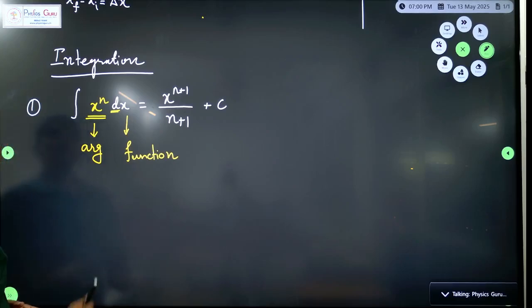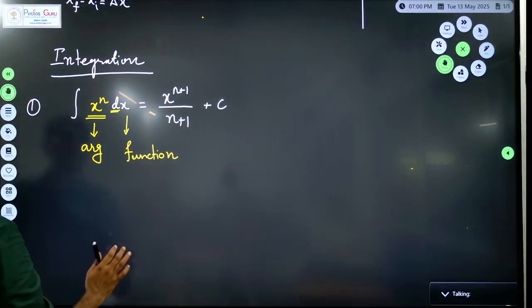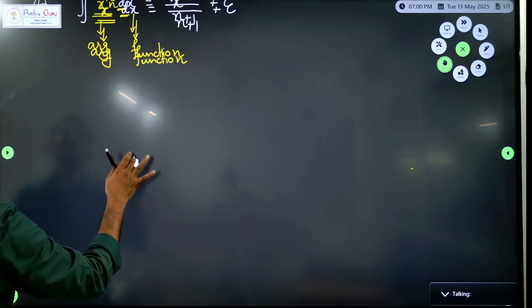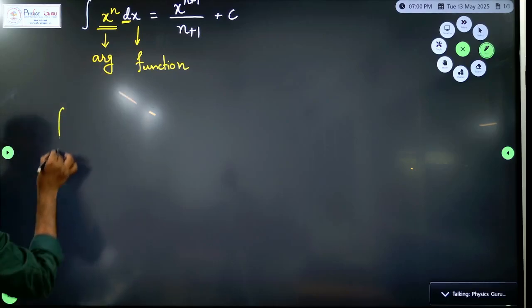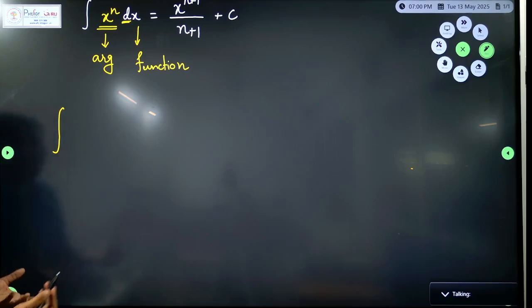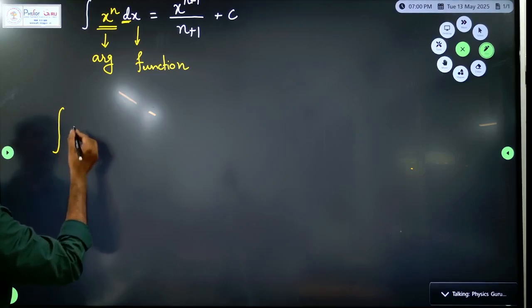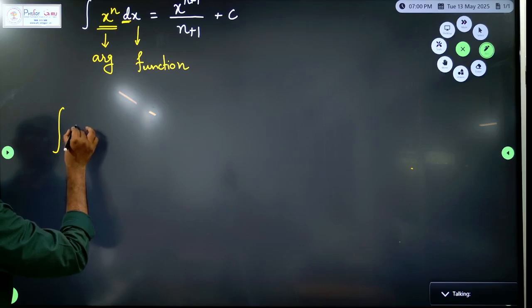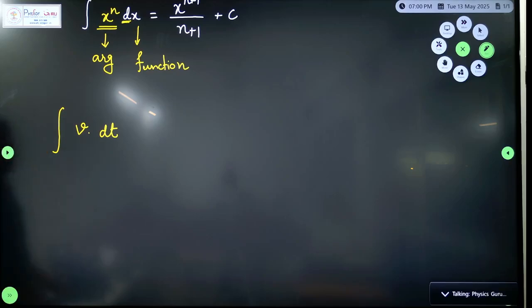See, for example, I am going to take the integral of, it could be any quantity. For example, let me take change in speed with respect to time. That's what I'm going to take. Okay, the integral of v dt that I have taken.